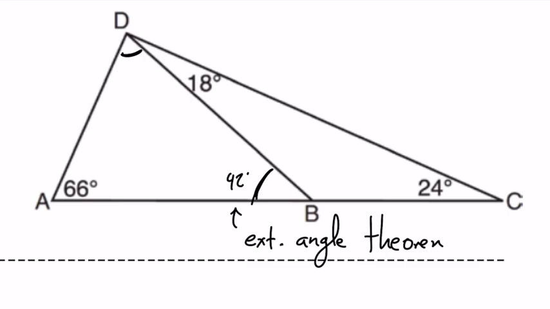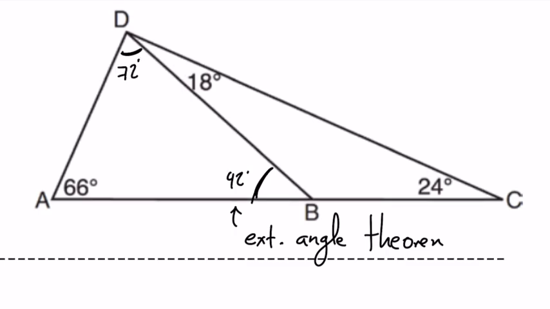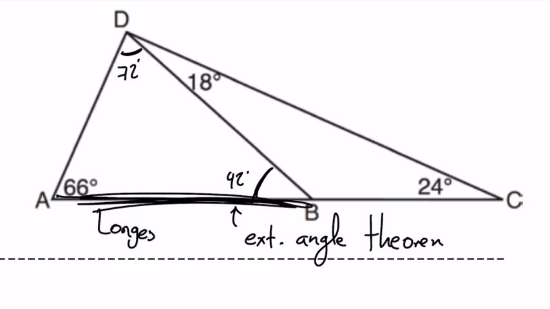Now I just need to do 180 minus 66 minus, is it 42? Yes, it is 42, right? And now I just need to do, give me one calculator moment. So this one is 72. So my largest side is AB. This one is the longest.